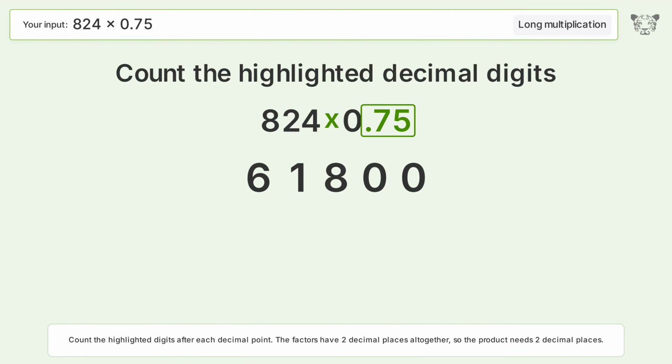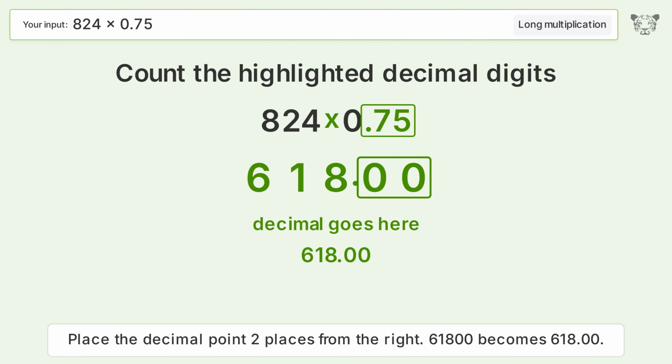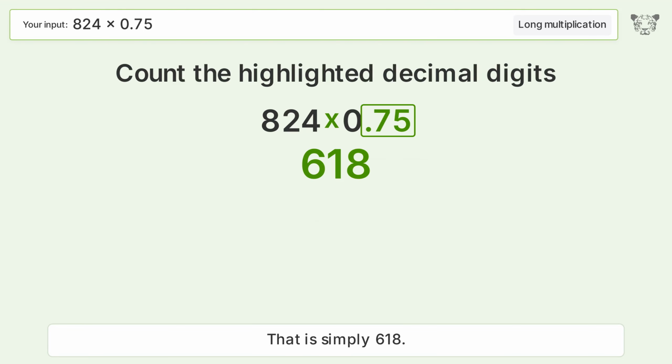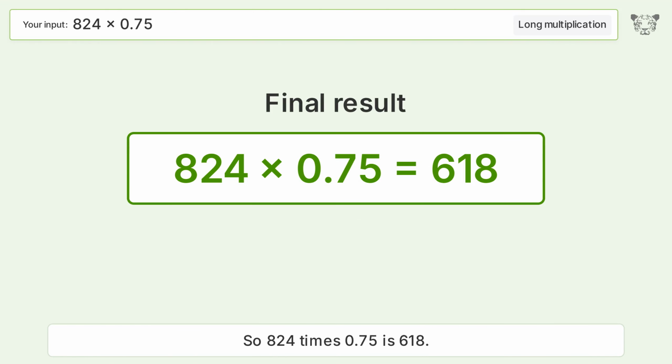Count the highlighted digits after each decimal point. The factors have 2 decimal places altogether, so the product needs 2 decimal places. Place the decimal point 2 places from the right. 61,800 becomes 618.00. That is simply 618. So 824 times 0.75 is 618.